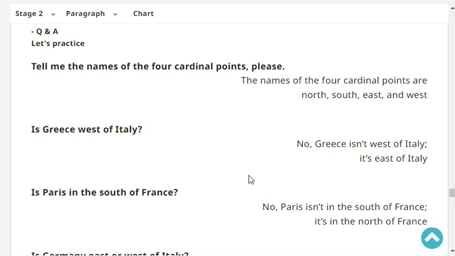Is Greece west of Italy? No, Greece isn't west of Italy. It's east of Italy.